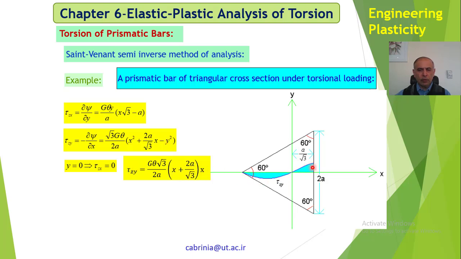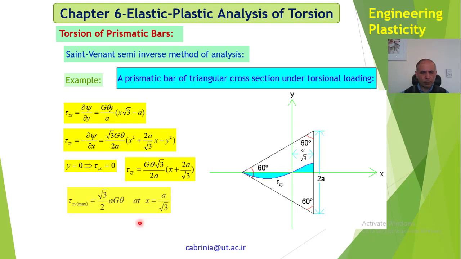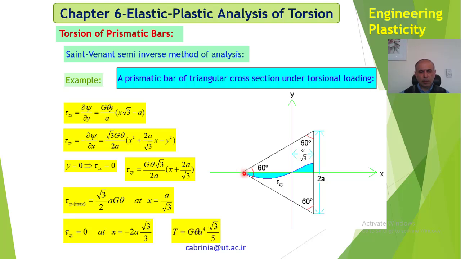So the distribution for this case is like that. And tau zy max, of course, is equal to this at x equal to a over 3. That's the maximum for tau zy. And tau zy is 0 at x equal to minus 2a root 3 over 3 in here. And then we could get T equal to g theta a to the power of 4 root 3 over 5.